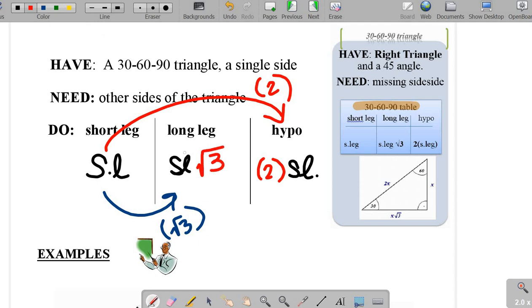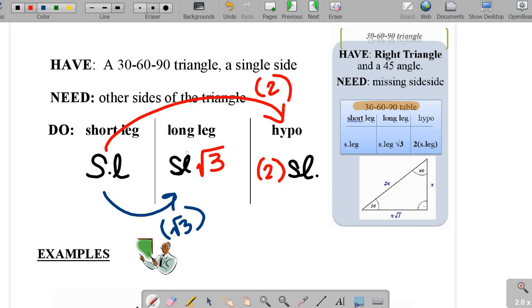There is a chant, and yes, you're going to say it with me. It goes like this: 30, 60, 90. Short leg, root 3, short leg times 2. Put a little energy to it. 30, 60, 90. Short leg, root 3, short leg times 2. One more time. 30, 60, 90.